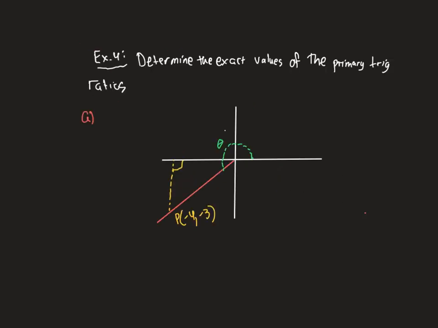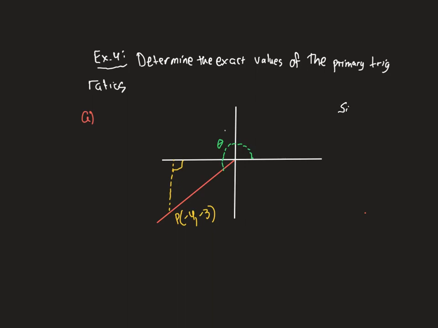Okay, so let's take a look at this one here. In this example, they're giving you a graph, they're telling you what the terminal arm is, and they're giving you the points. They want you to determine the exact values of the trig ratios, okay? Now, which one would be positive? Well, this is happening in quadrant 3, so I know the tangent value is going to be positive. Okay, so let's calculate these.